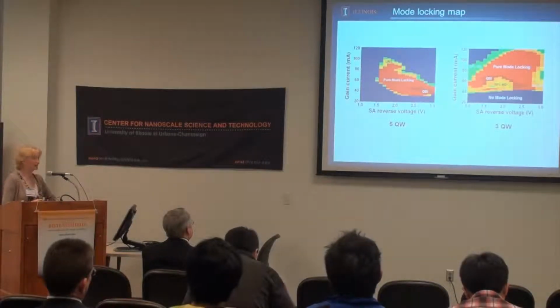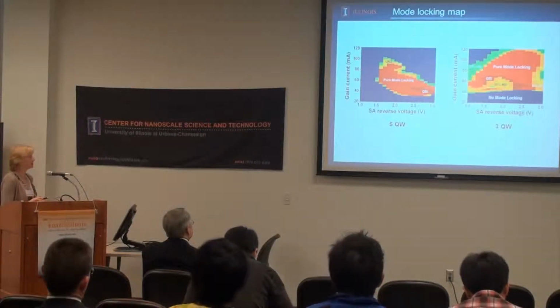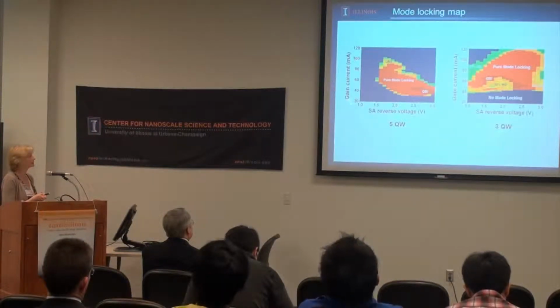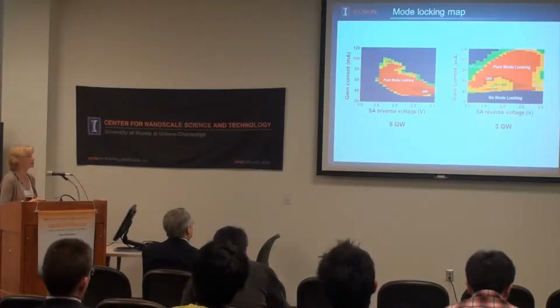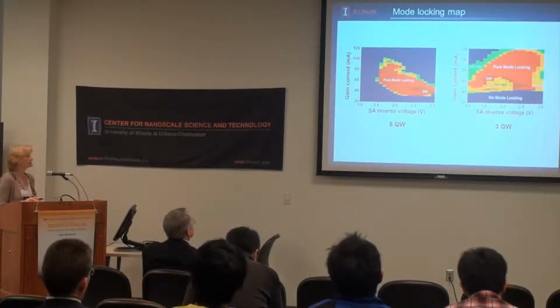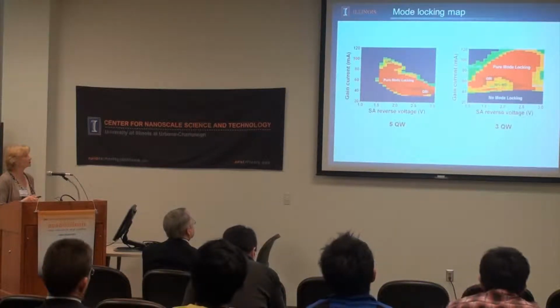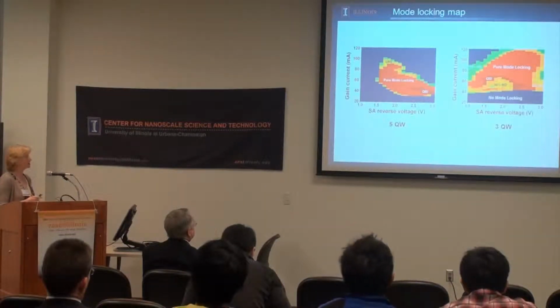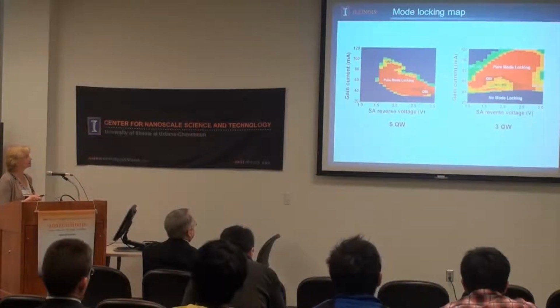This is a comparison of ModeLocking Map. What we have on both graphs is a map of the gain current against saturable absorber bias. The red area is where we see good mode locking, and you can see that with the 3 quantum well device, this red area is much larger. The blue bit down here is where it's not mode locking.